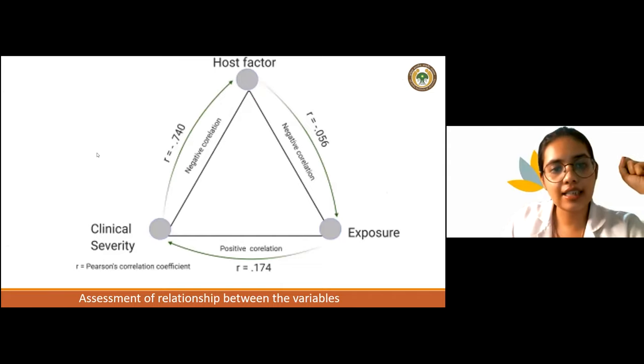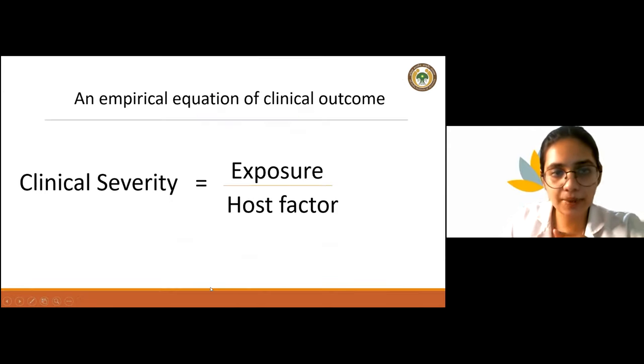So we found that there was a positive correlation between the exposure factor and the clinical severity factor. Then we found that there was a negative correlation between the exposure and the host factor. There was also a negative correlation found between the clinical severity and the host factor. So the first outcome of our study was that we could assess the relationship between these three variables that we investigated in the subjects. The second outcome is that we could have an empirical equation of clinical outcome.